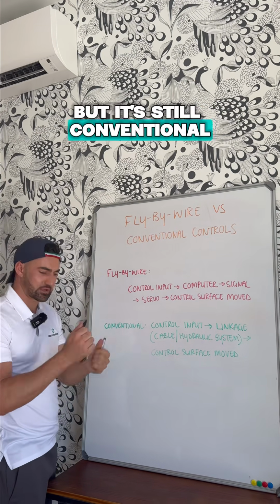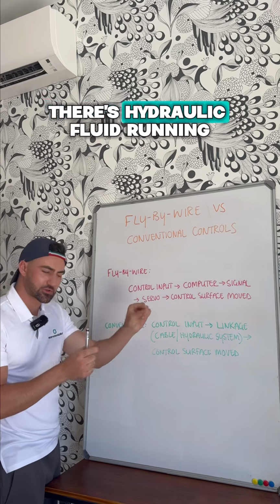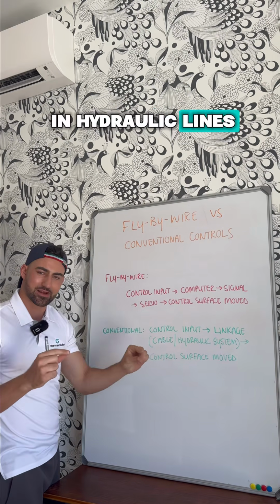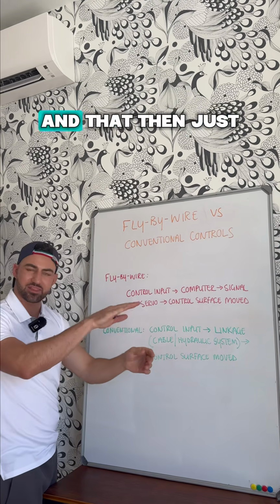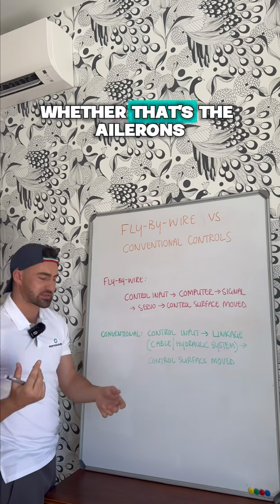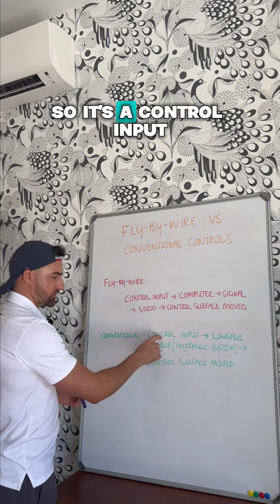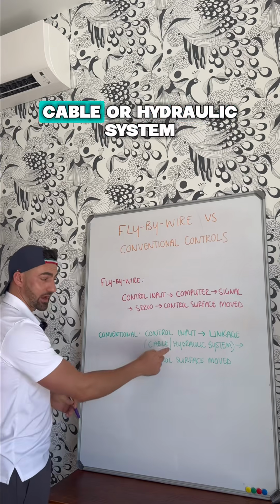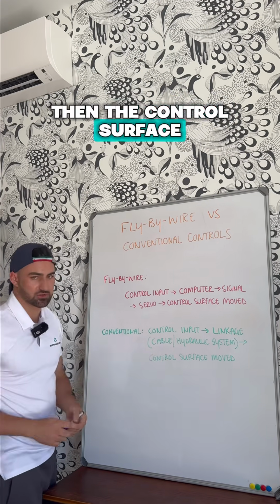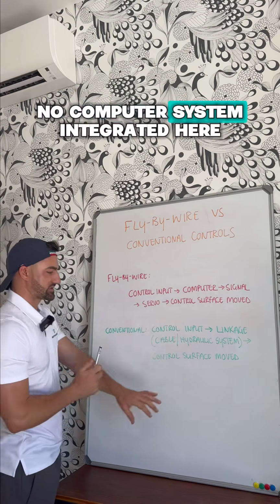But it's still conventional. When you move the controls, there's hydraulic fluid running in hydraulic lines, goes through a hydraulic motor or a pump, and that then just moves the control surface, whether that's the ailerons, the rudder, or whatever. Okay, so it's a control input. There's a direct linkage by means of a cable or hydraulic system in bigger aircraft, and then the control surface is moved. You'll see there's typically no computer system integrated here.